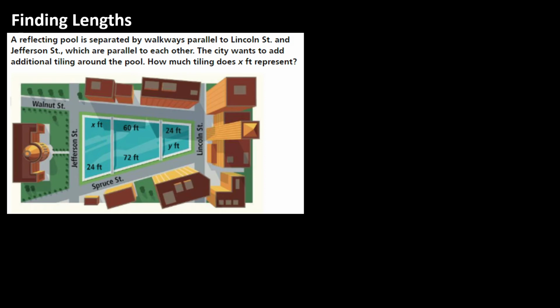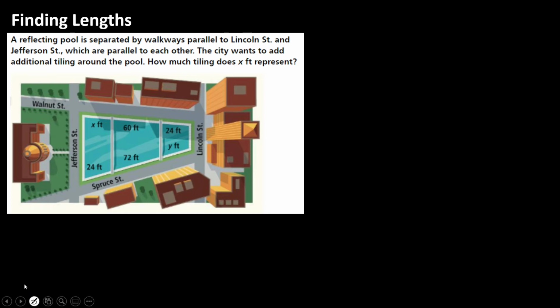So I've got an example based on the corollary to the side splitter theorem here. A reflecting pool is separated by walkways parallel to Lincoln Street and Jefferson Street, which are parallel to each other. The city wants to add additional tiling around the pool. How much tiling does X feet represent?